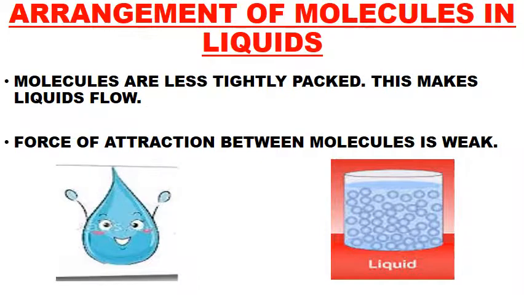Now next is arrangement of molecules in liquids. Substances such as water, which can be poured easily and are neither solid nor gas, are called liquids. In liquids, the molecules are tightly packed. There are spaces between molecules to move around freely. This allows liquids to flow and take the shape of the container they are put in.